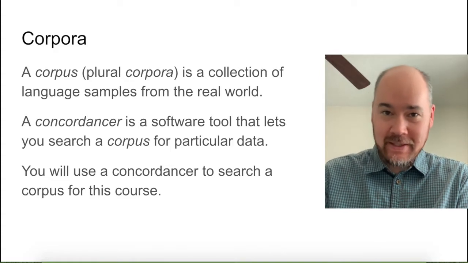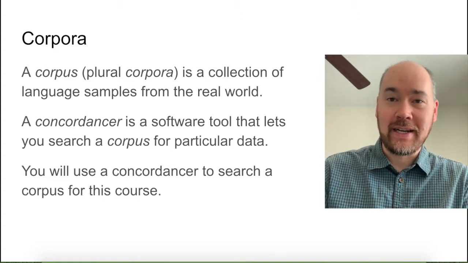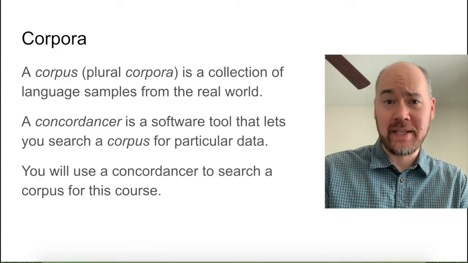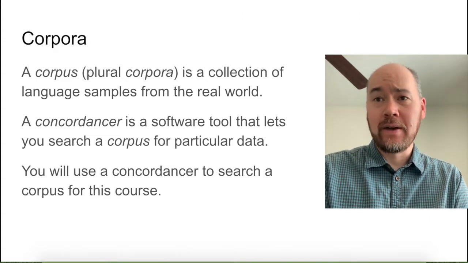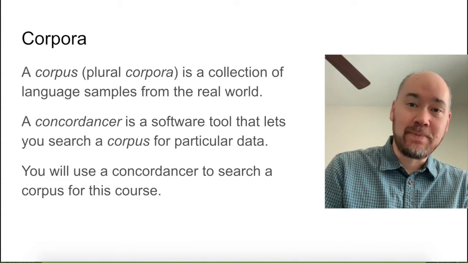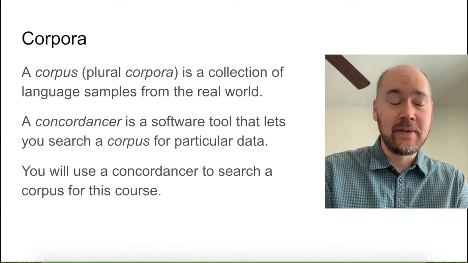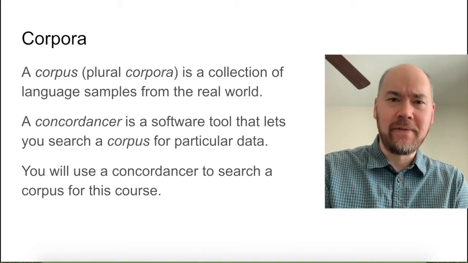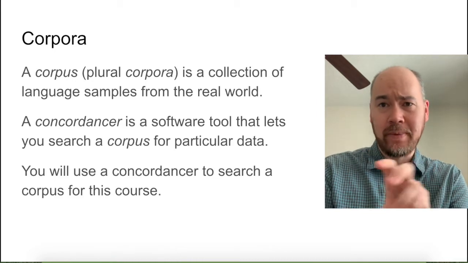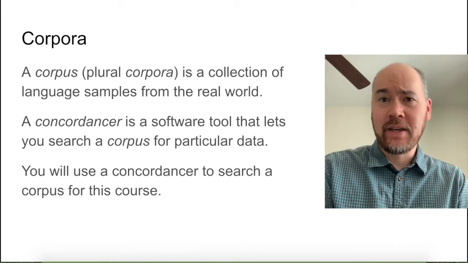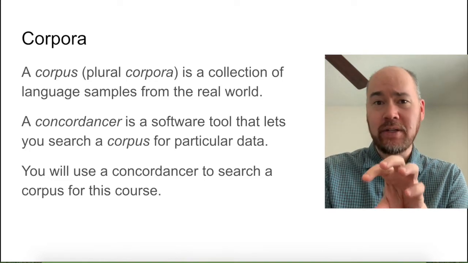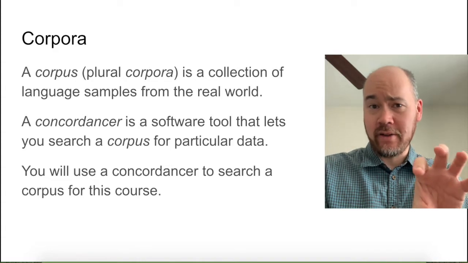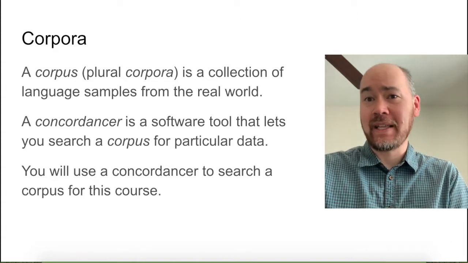So a corpus, or the plural is corpora, comes from the Latin for body. In English, we have this word corpse that descends from the same word. It's basically a large collection of samples of language. And they're very often from a particular genre or a particular period, usually because we want to investigate the language used from that particular genre, like science fiction, or from that particular period, say the 1860s.